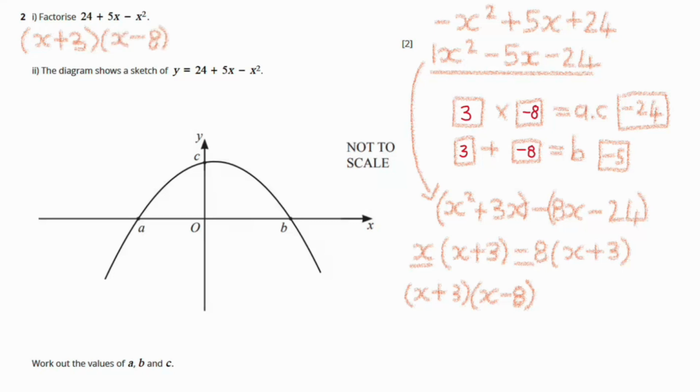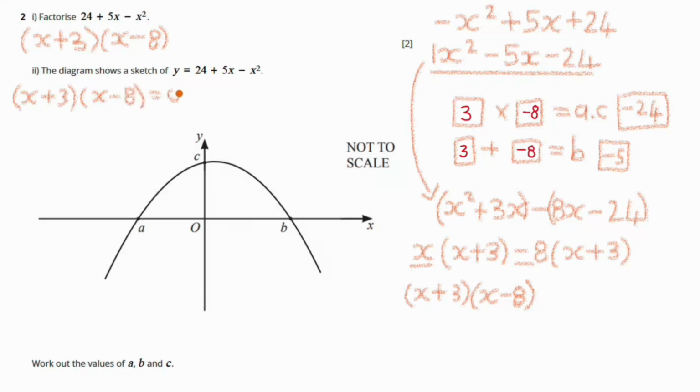Now, let's have a look at the second part. The diagram shows a sketch of y equals 24 plus 5x minus x squared. Work out the values of a, b, and c. The diagram shows where the graph crosses the x-axis and the y-axis. Now, the x-axis crossings are where y is equal to 0. And we've already factorized the quadratic. So we can say x plus 3 multiplied by x minus 8 equals 0.